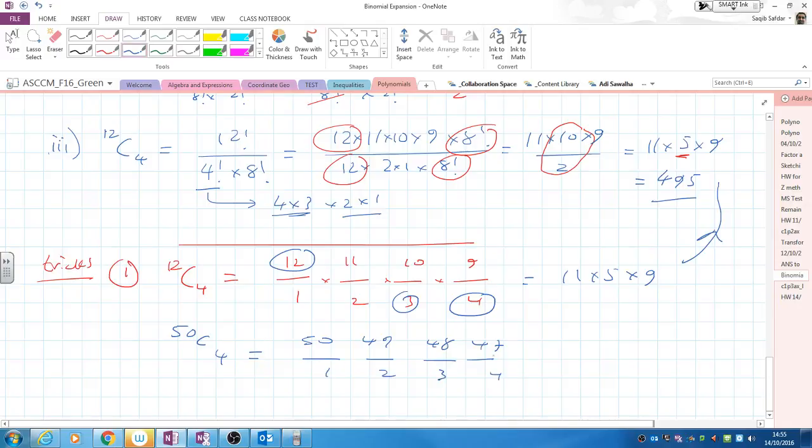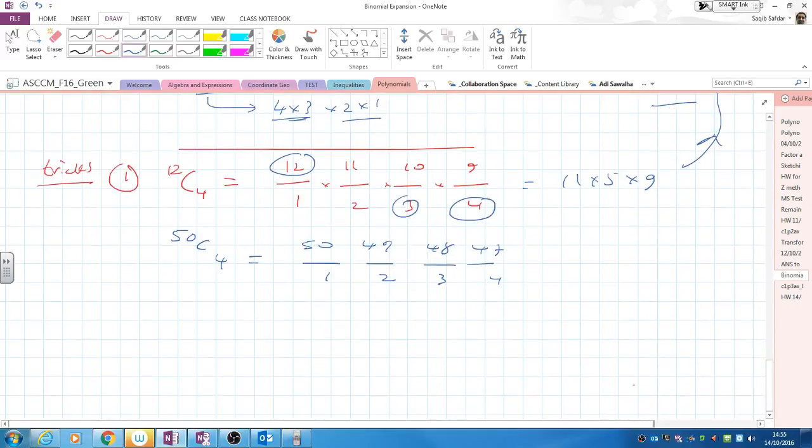1, 2, 3, 4. And then obviously you just start messing around, so you can start dividing things by 2, dividing by 3, dividing by 4, and then reduce those numbers before you multiply them out. So that's the first trick. The second trick involves understanding Pascal's triangle and how it works.